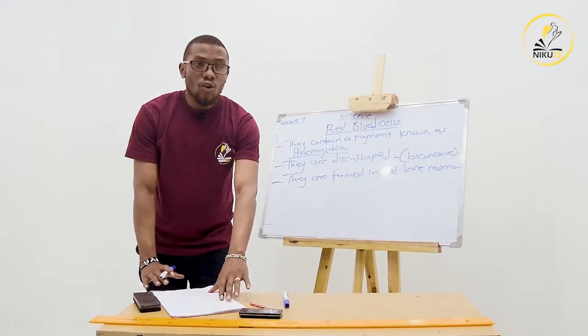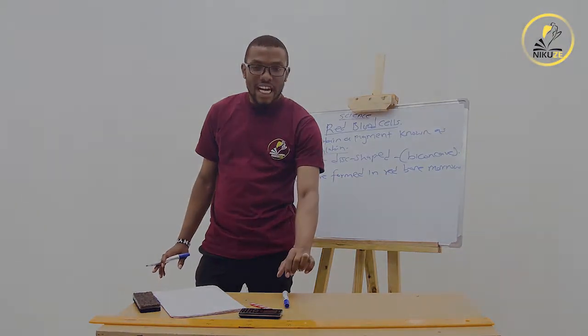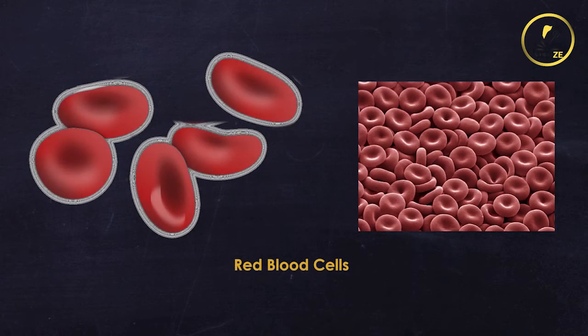Now, before we move to the functions of the red blood cells, I want us to look at how they look. There are very many in number compared to white blood cells. That is also very important for you to note. So this is the structure. This is how they look.